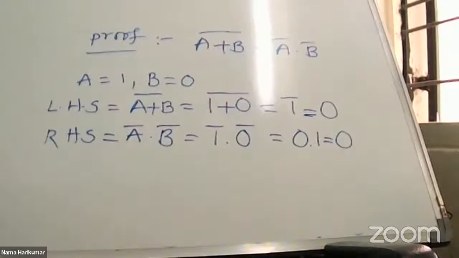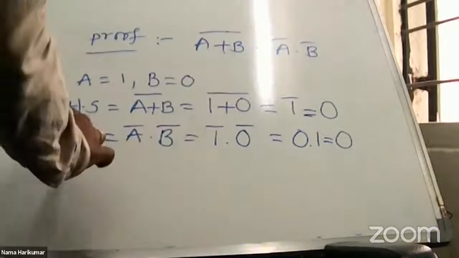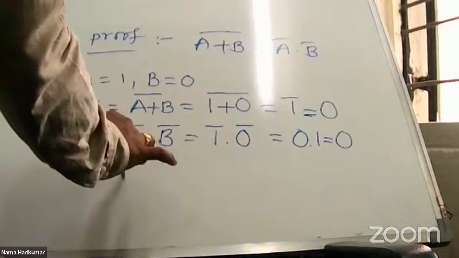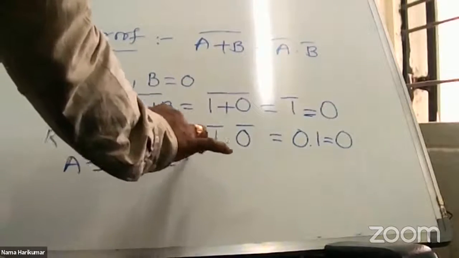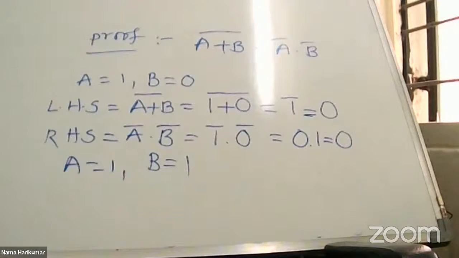In this process, finally, A value equal to 1 and B value equal to 1 also. So these are the final values.